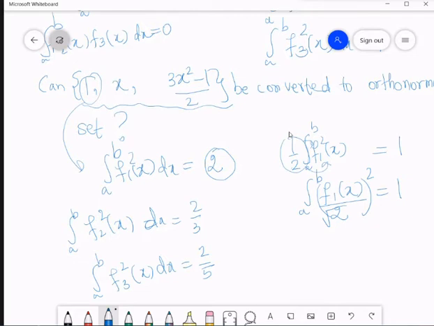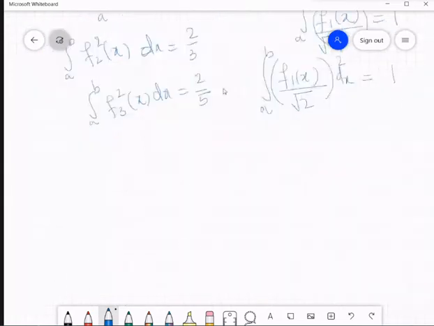Okay. So now if instead of this f1, I have the function f1(x) divided by square root 2, and I take the norm of this one from -1 to 1, so let me have a to b. What will be the norm of this expression? This integral will turn out to be 1. Okay, so like this, I will be doing all the calculations.